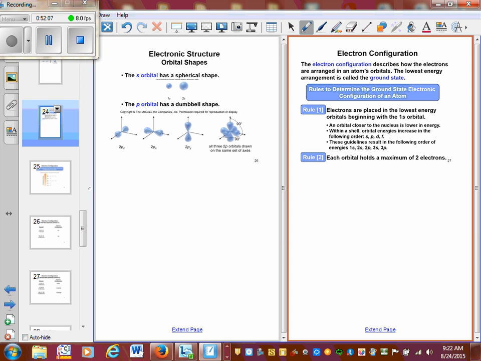So I'm going to write a little diagram to show you how this goes, because it doesn't necessarily go in order. Because, of course, that would have been too easy. When it gets higher, it kind of flip-flops. So hopefully I can do it on here.